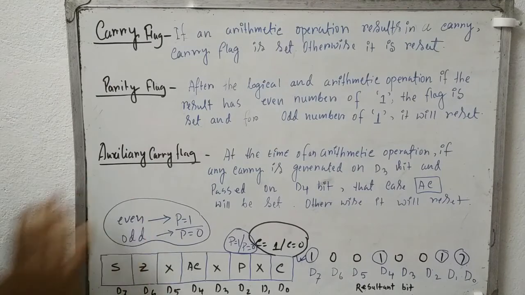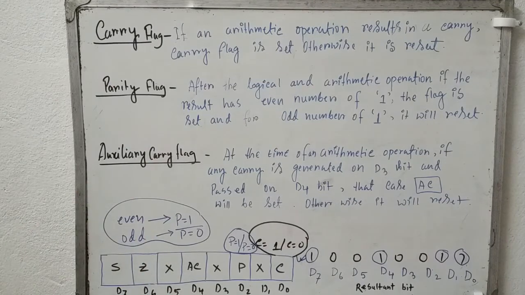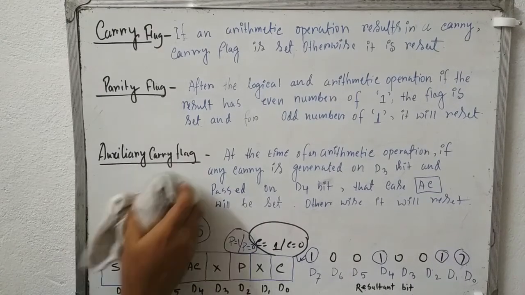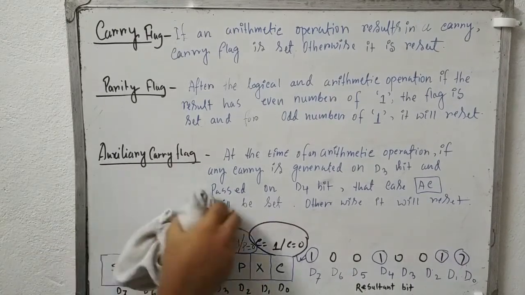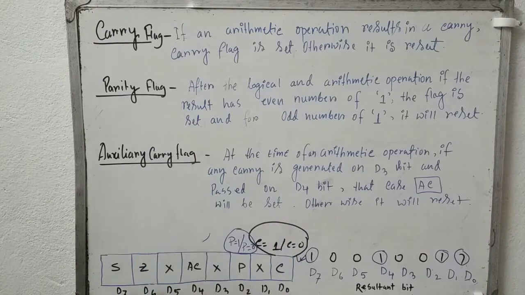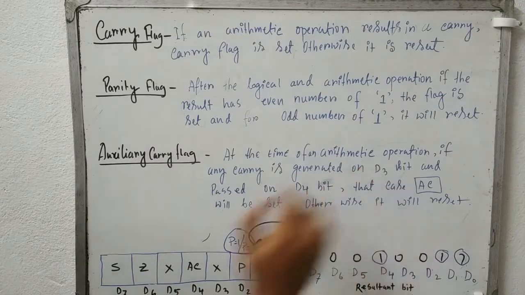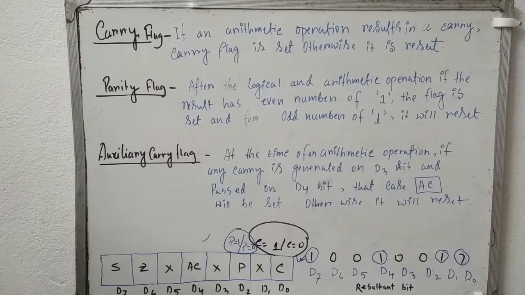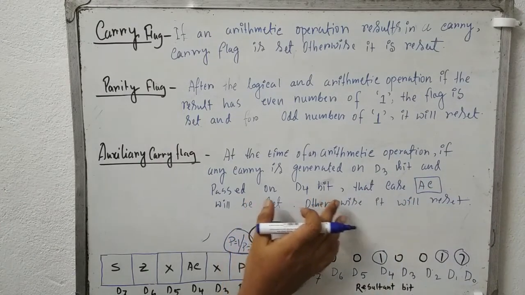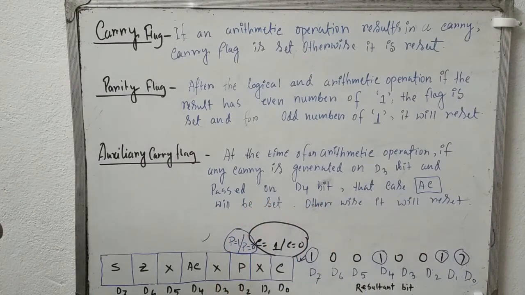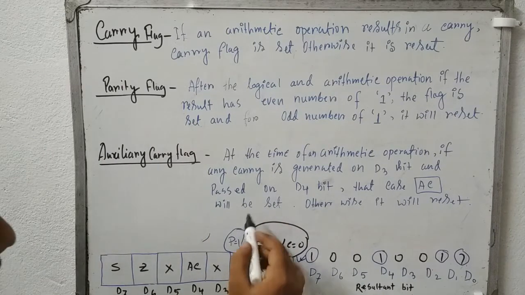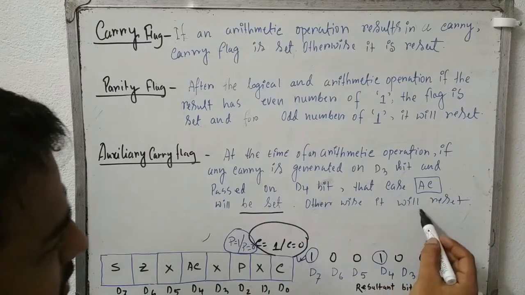Our next flag is the auxiliary carry flag. What is the auxiliary carry flag? At the time of an arithmetic operation, if any carry is generated on the D3 bit and passed on to the D4 bit, in that case the auxiliary carry will be set. Otherwise it is reset.